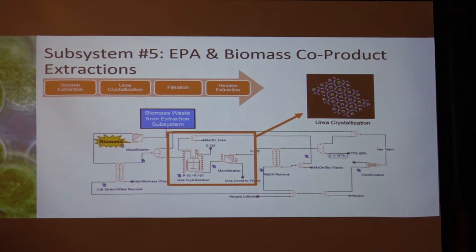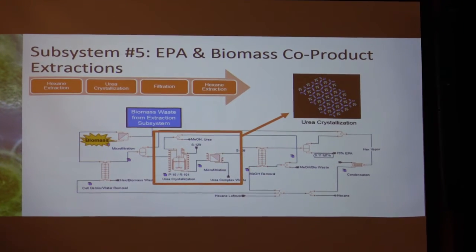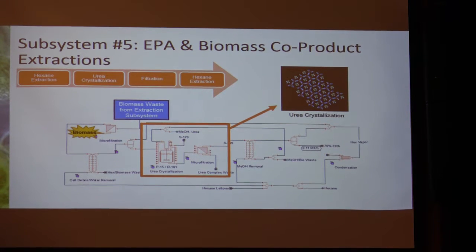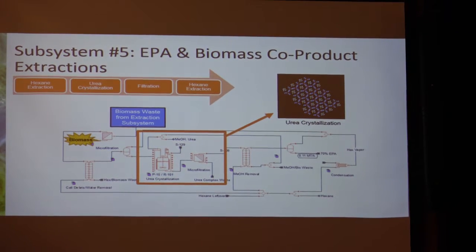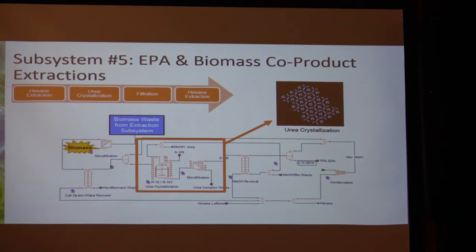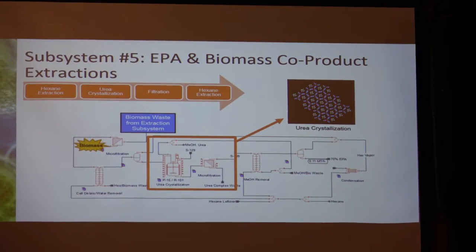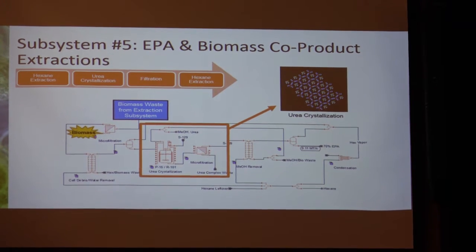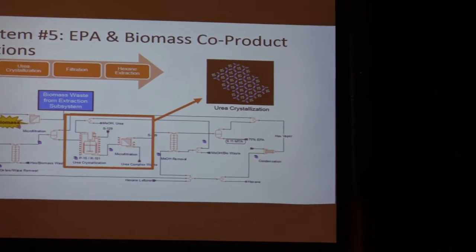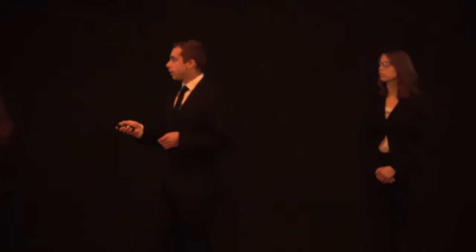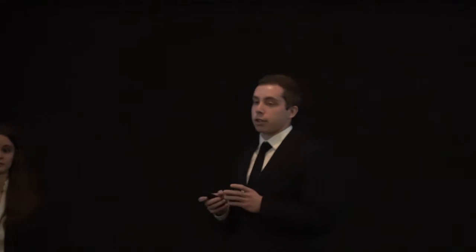In this step, the urea molecules crystallize and are able to entrap short chain-length fatty acids and leave the long chain-length fatty acids, such as EPA and a few other molecules, suspended in the solution. This is important so that the urea crystals and the short chain-length fatty acids, which are in a solid form, can be filtered out, leaving just the EPA and other long chain-length fatty acid molecules. And then this is further purified using another hexane extraction step, and finally we get a 70% pure EPA stream that can be sold at $268 per kilogram.